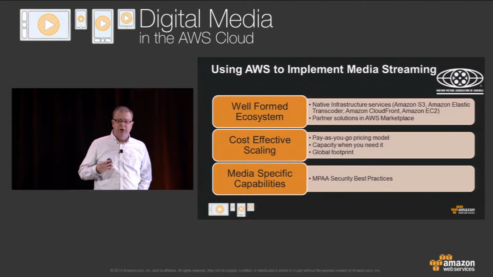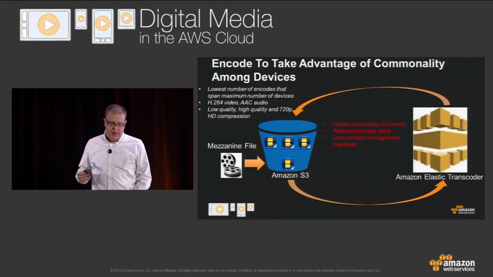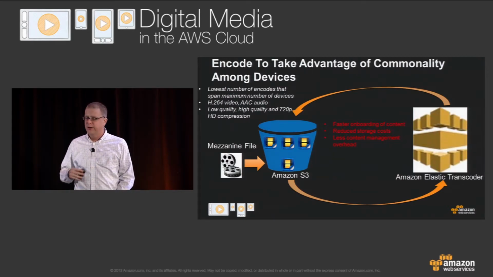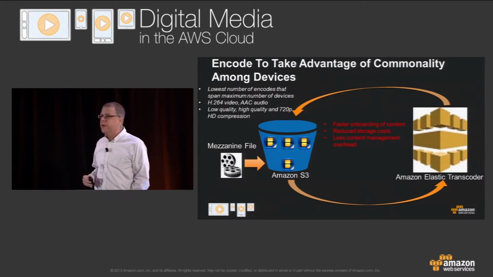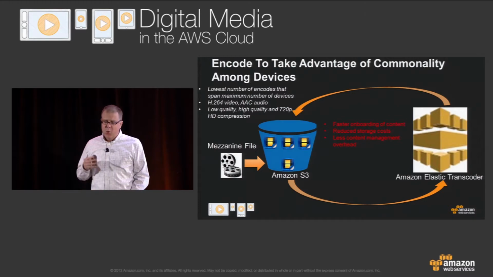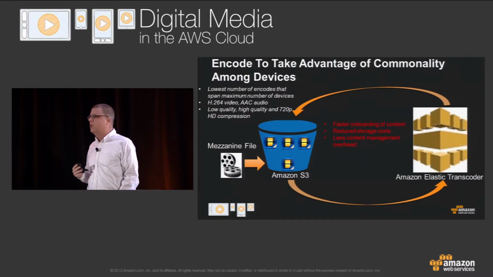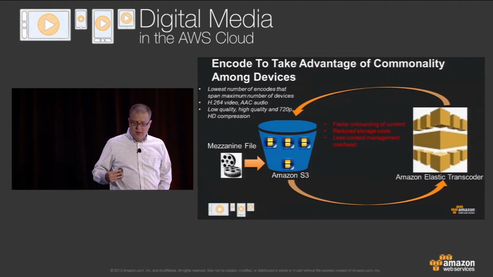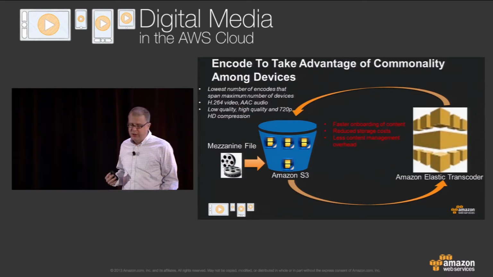Elastic Transcoder, we talked about encoding to take advantage of commonality amongst devices. Elastic Transcoder is a great way to do this. So as David said this morning, it starts and ends with Amazon S3. You put your mezzanine asset into Amazon S3. We have presets available for the common mobile devices. So you can say, hey, let me do one that is going to look great on an iPhone 5 or another one that looks great on a Kindle Fire. All of those are there. It's very easy to onboard your content quickly, reduce your storage cost, and basically create less content management overhead.